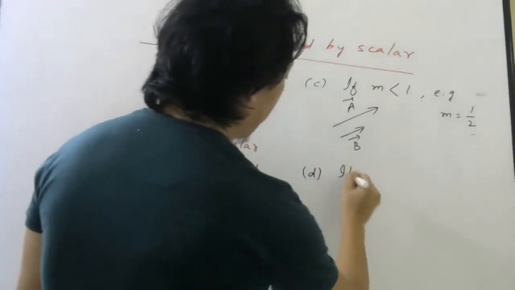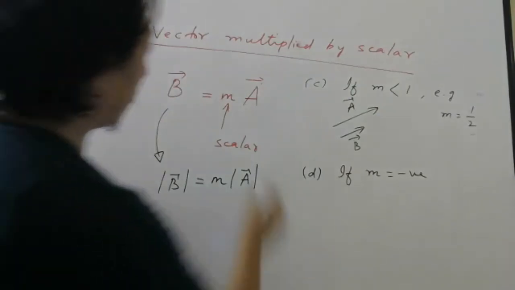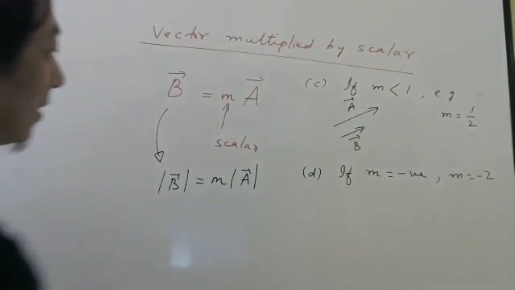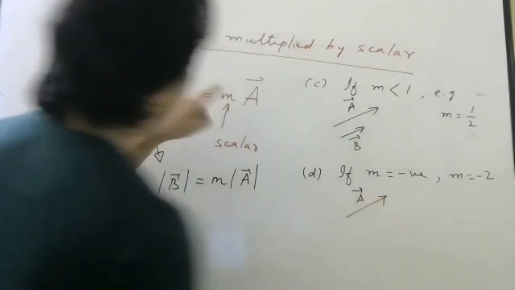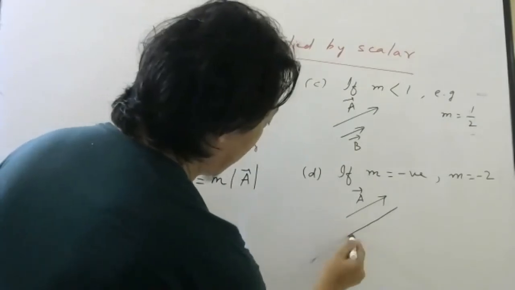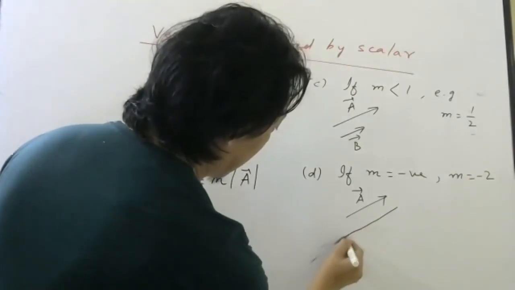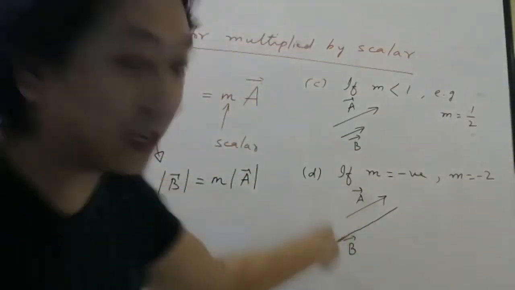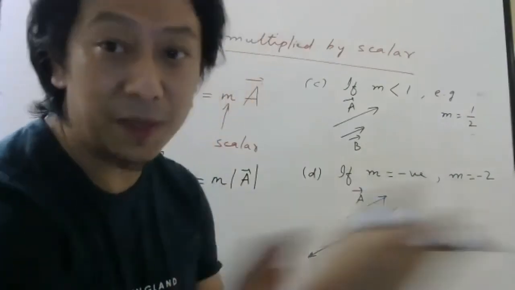Case B. If M is negative. Suppose you are multiplying with -2, let's say. Example, let's say M is -2. Then if this is A bar, B bar will have double the length, because if you take the magnitude of -2, you will get 2 only. Length will be double, direction will be opposite.